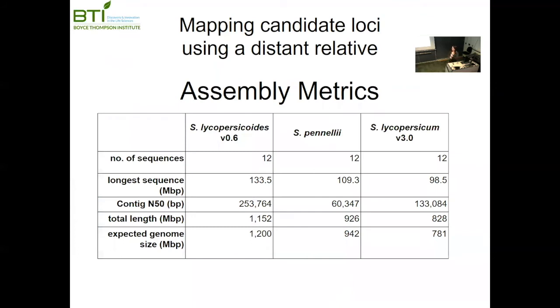So this is what our assemblies are looking like so far, compared to the published Pinelii and the published Persicum genomes.